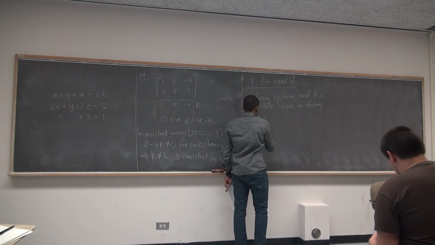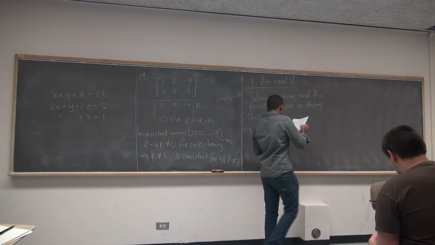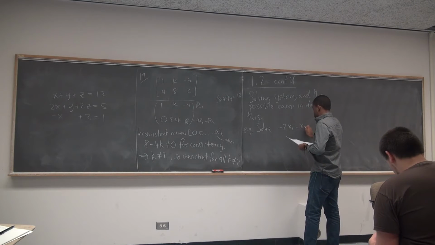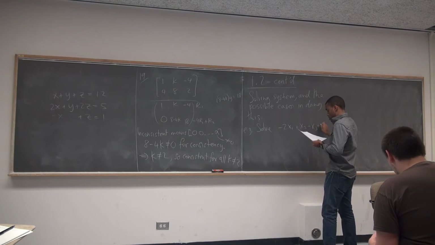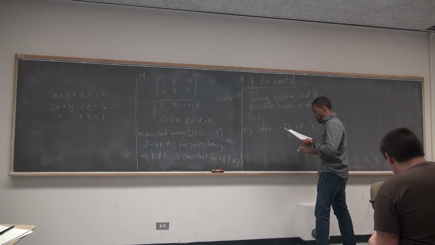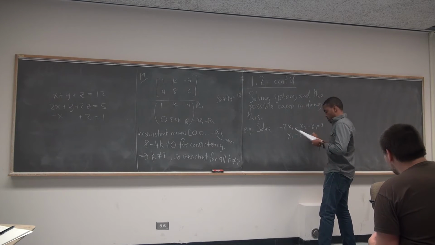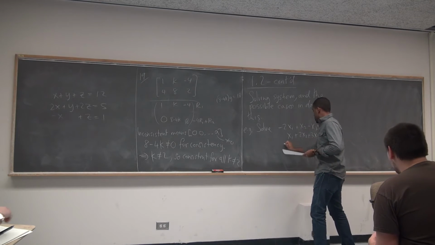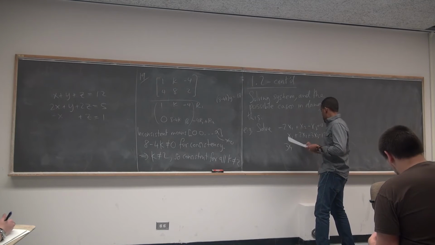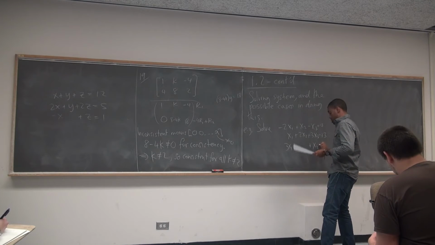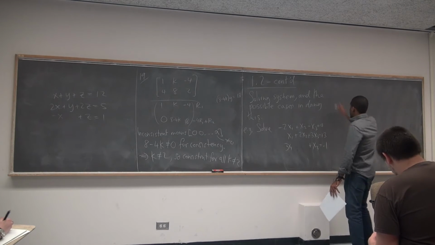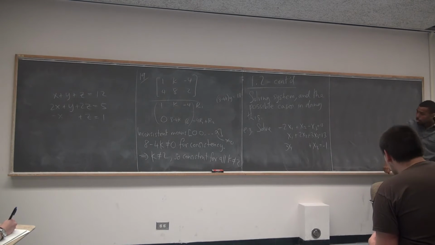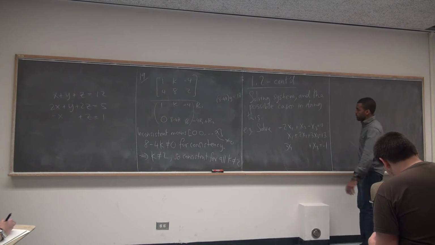Example: solve the following system: minus 2x1 plus x2 minus x3 equals 4, x1 plus 2x2 plus 3x3 equals 13, 3x1 plus x3 equals minus 1. The goal is to solve that system. Solving means solving for x1, x2, and x3.